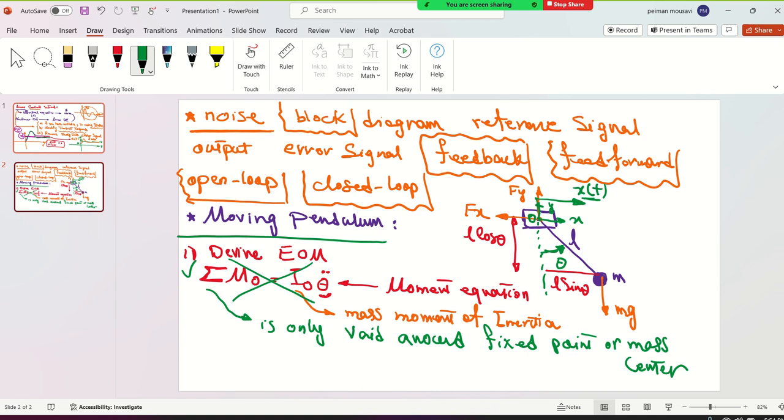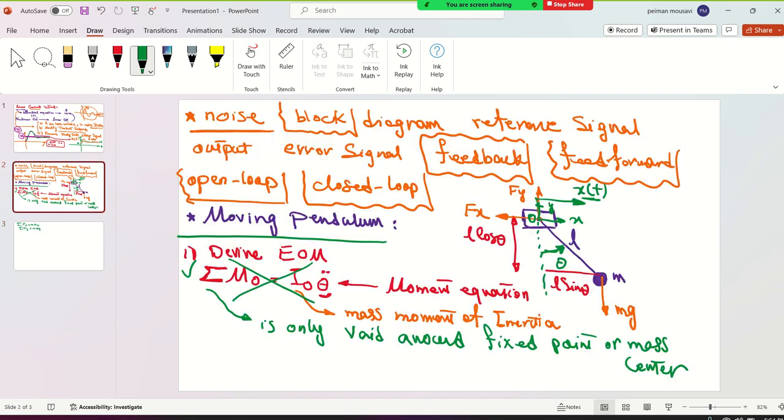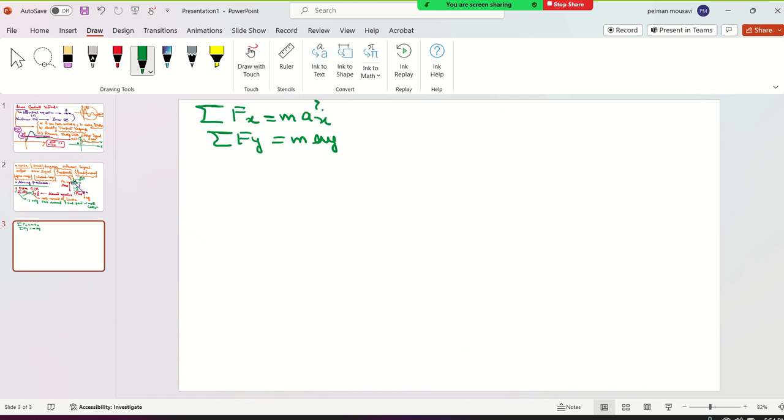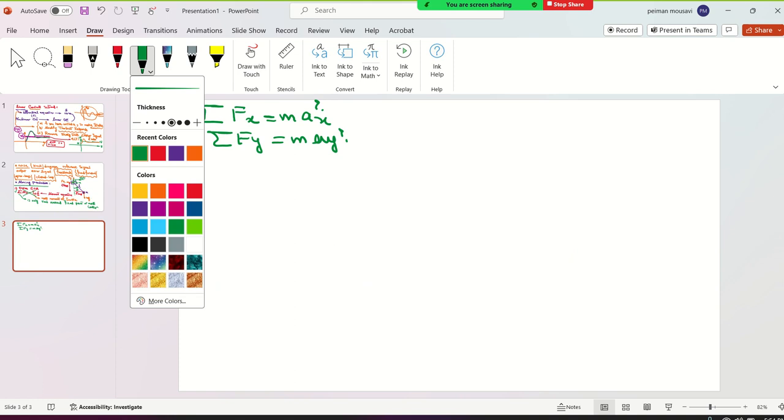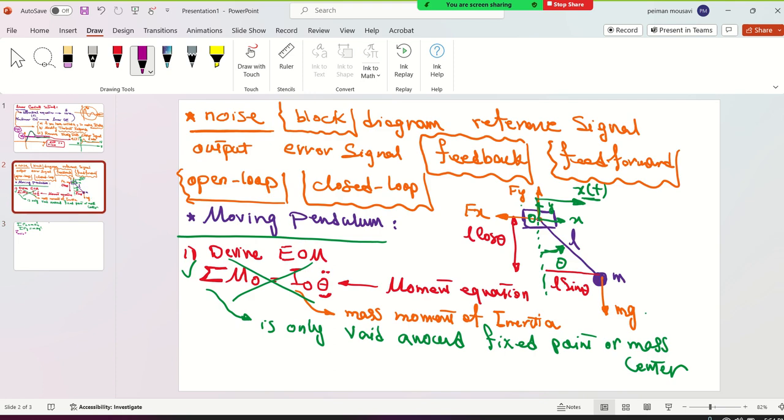So what you're going to do is go back to the dynamics course and apply Newton's second law here. Sum of the forces in the x direction is m ax. Sum of the forces in the y direction is m ay. We do have the forces mg, Fx, Fy, but we don't have accelerations, so we have to calculate them. Again, going back to the kinematics section of dynamics, you get the vector of the mass center with respect to point O. The only mass we have here is the particle mass.